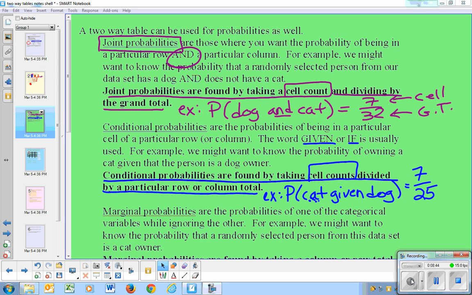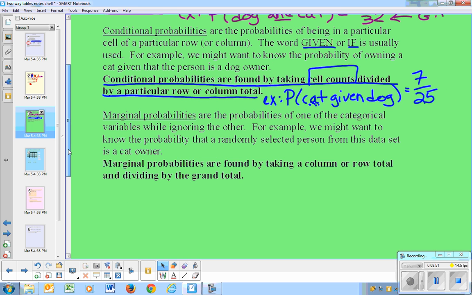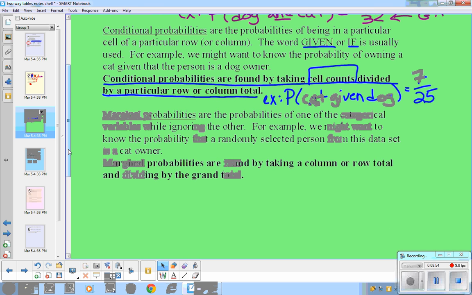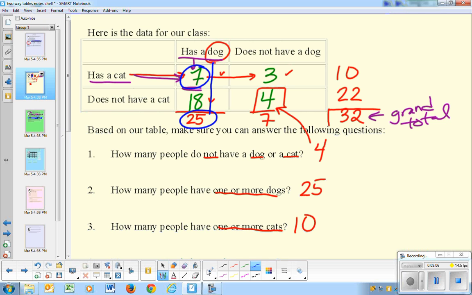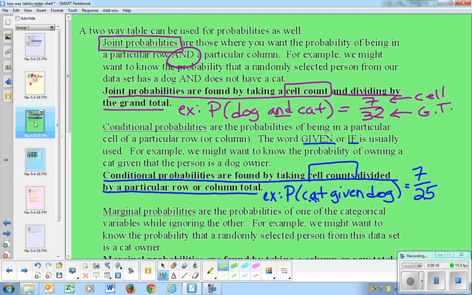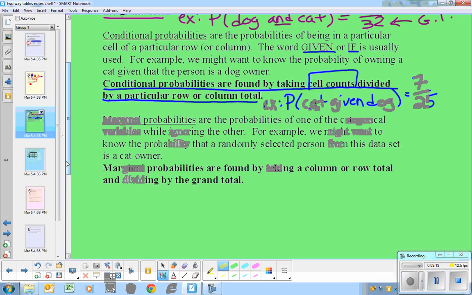Okay, so out of the 25 folks who own dogs, 7 of them own cats. And so the probability that a random student would own a cat if we already knew that they were dog owners would be 7 out of 25. Okay, the last one, marginal probabilities. Marginal probabilities only use numbers that are found at the margins of the table. It's a really good name. So the margins are these numbers here at the edges of your table. Marginal probability only uses numbers at the margins. And you're going to recognize marginal probability if it's a question that only mentions one variable.